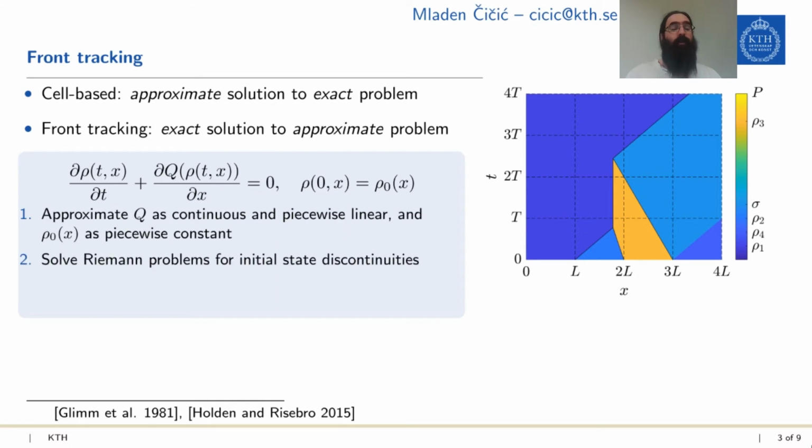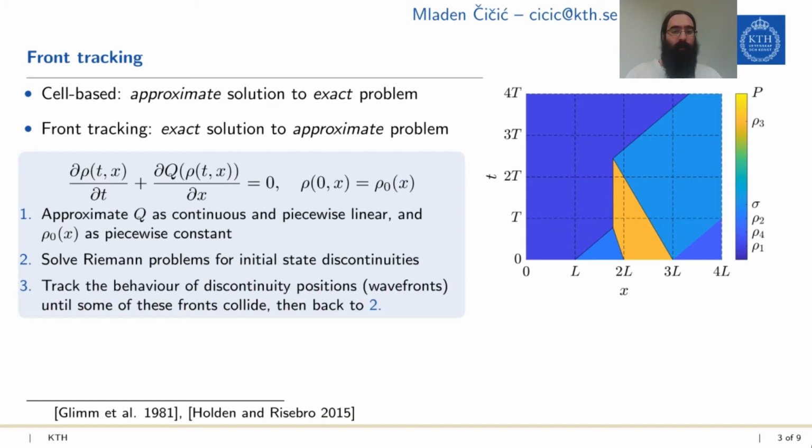Then, we solve Riemann problems for initial state discontinuities, so wherever we have a jump in the initial state. And then we track the wavefronts or the discontinuities that originate from these Riemann problem solutions until some of these wavefronts collide, at which point we have a new Riemann problem to solve and back to step 2.